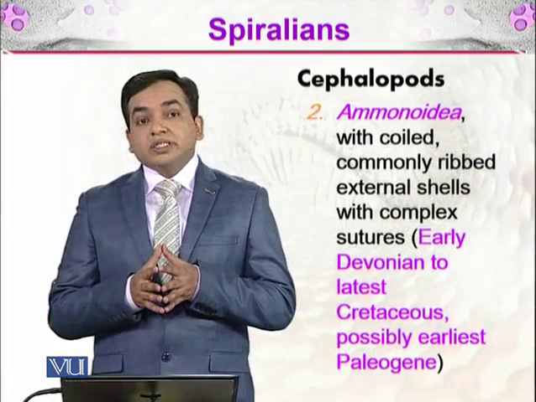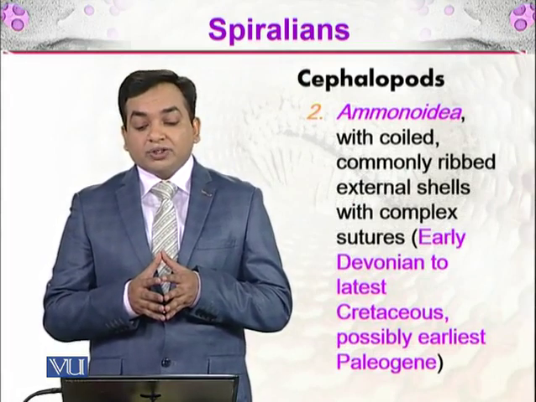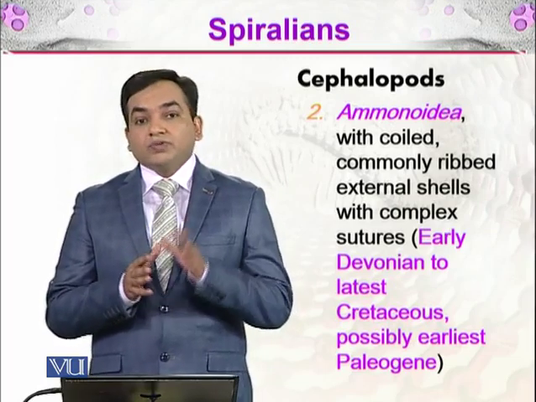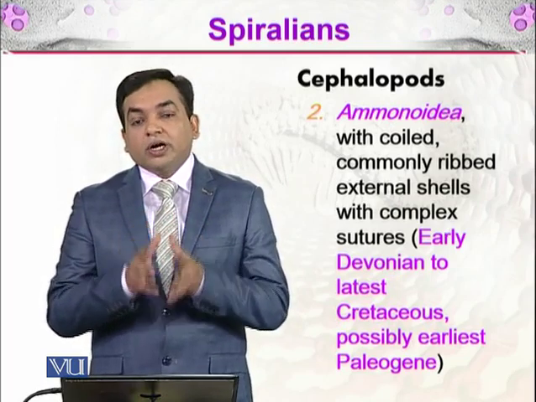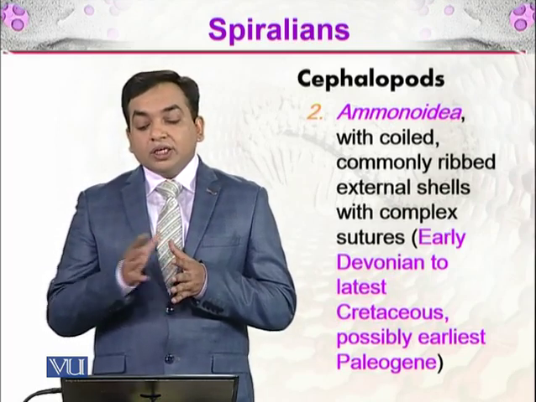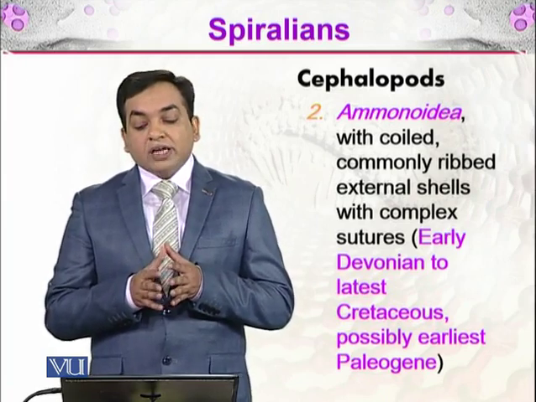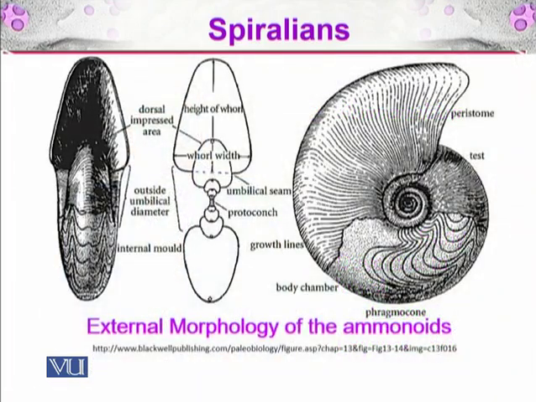In the cephalopods, the second group is the Ammonoidea. These have coiled and commonly ribbed external shells with complex sutures. Sutures are the places where the different parts of the shell are joined together. These were present from the early Devonian to the latest Cretaceous, and possibly the earliest Paleogene. Here you can see the external morphology of ammonites, and ammonites make a rich fossil record.